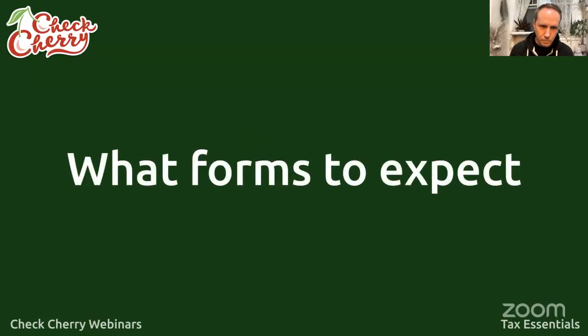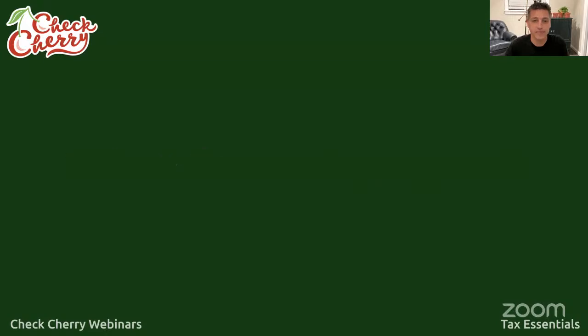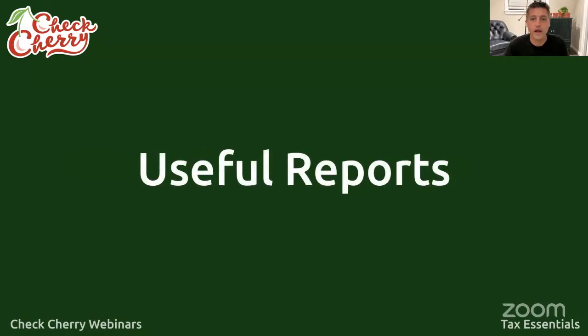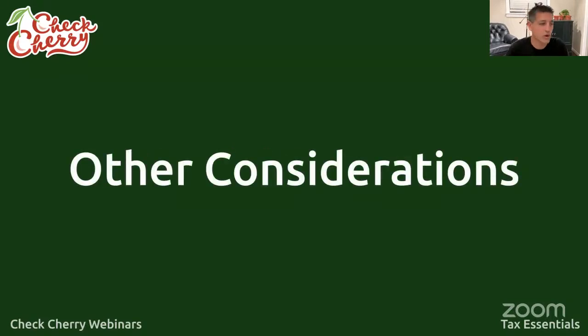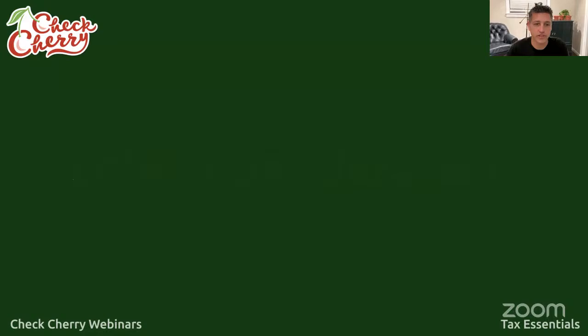We'll cover what forms to expect, so all your 1099s and things like that. And then, probably most importantly, where to find the information in Check Cherry. What kind of reports do we have available? Where can you find stuff? Some tips and tricks around getting the information you need. And we'll have a few other considerations.